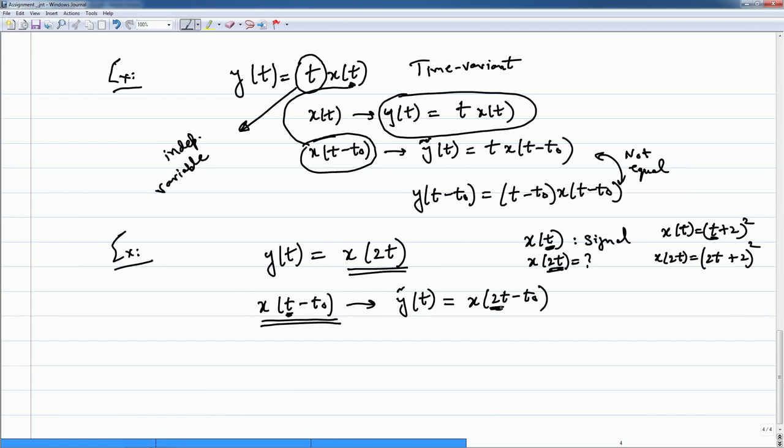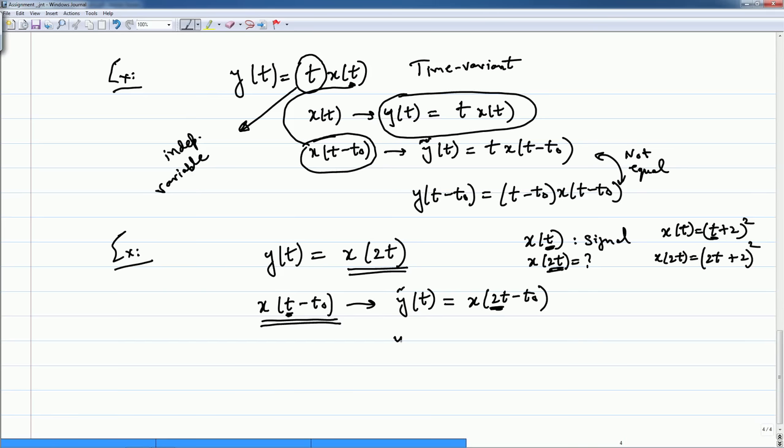Think about this once again. This is the meaning of x of t minus t naught being input to the system. Instead of x of t, I should think of it as x of t minus t naught. Now, my signal has become x of t minus t naught. How do I find x of 2t? Wherever I have t, I should put in 2t, and that is how I get the answer.